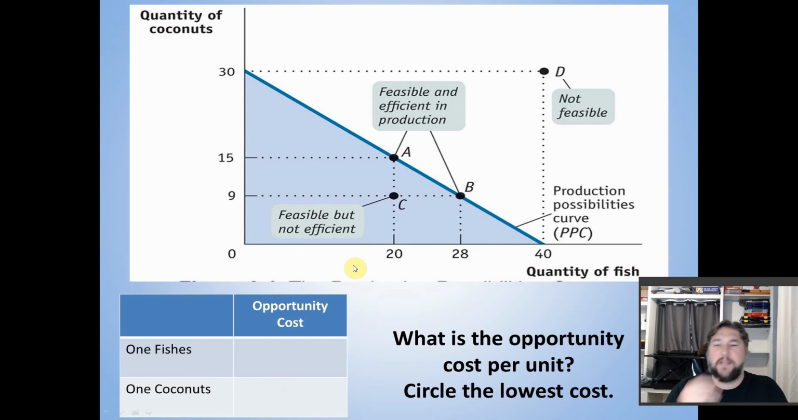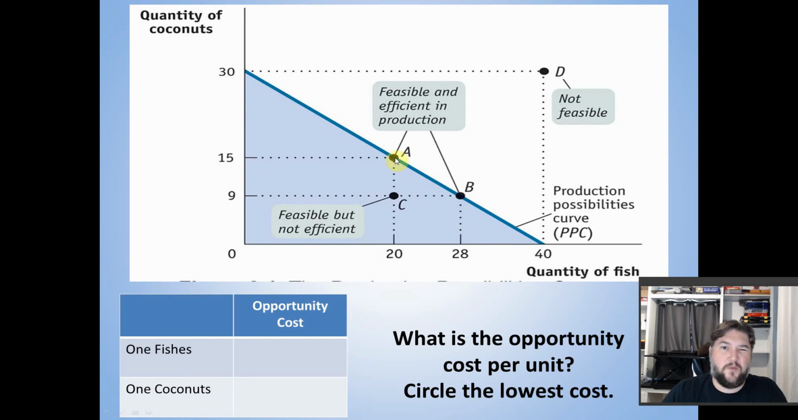But you're like, well, wait a second. You just used the extreme numbers here, right? You just used 30 and 40. What if we were talking about A to B here? It should still work, right? Because these are constant costs, constant opportunity costs. You can check points A to B. So at point A, we're going to get 15 coconuts and 20 fish.